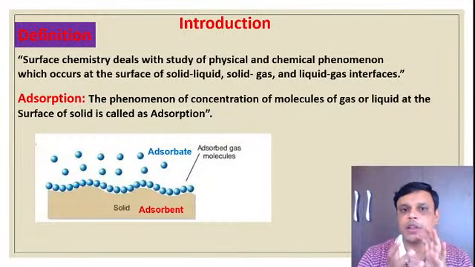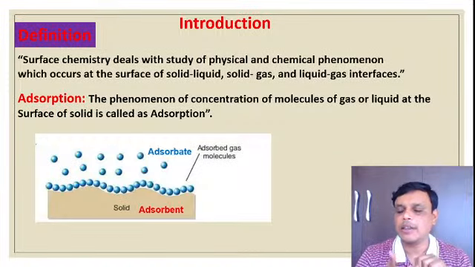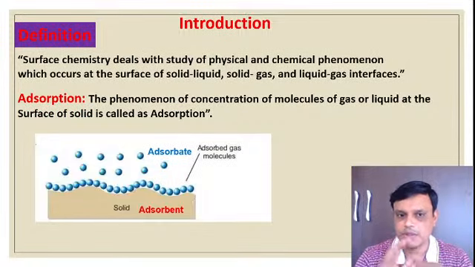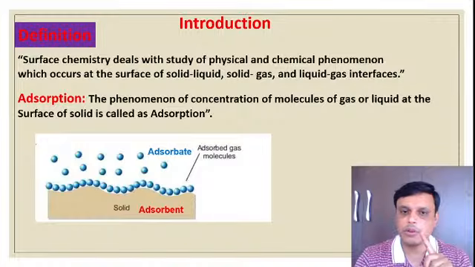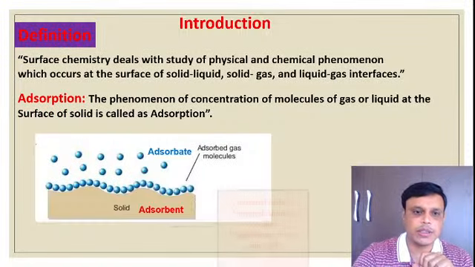Adsorbent is a place, and adsorbent provides a space for the gas molecule or liquid molecule to accumulate on the external surface of that solid. That substance is called the adsorbent. And the gas molecules or liquid molecules, what do we call them? We call them the adsorbate. Okay, so please remember these two terms.